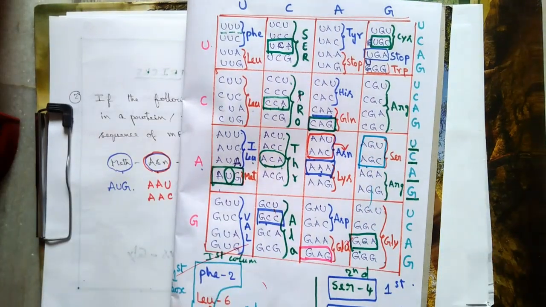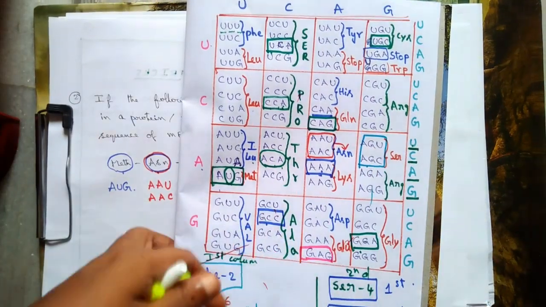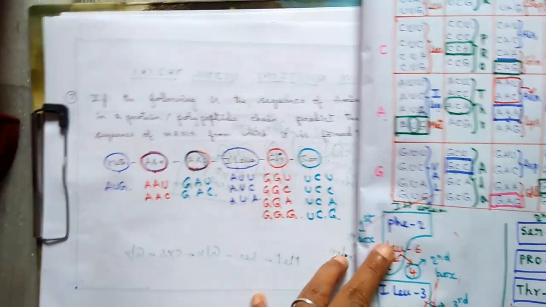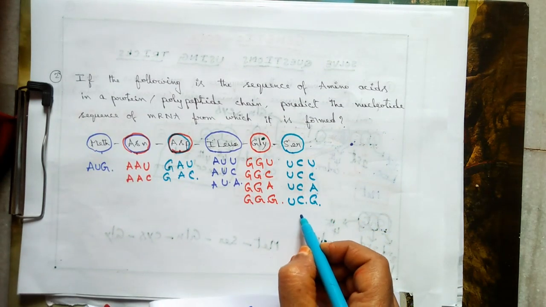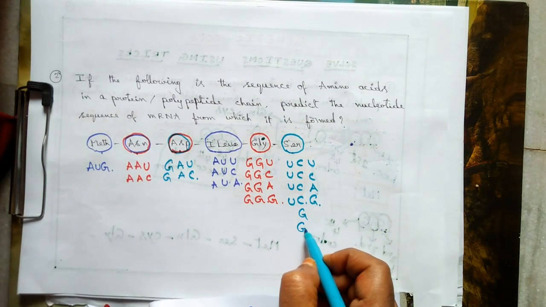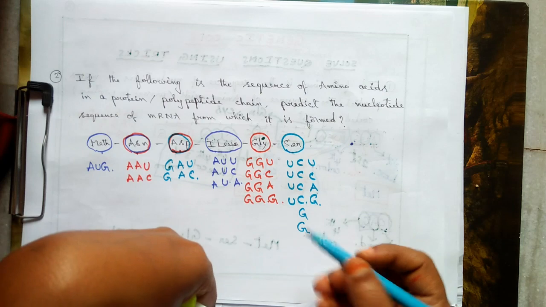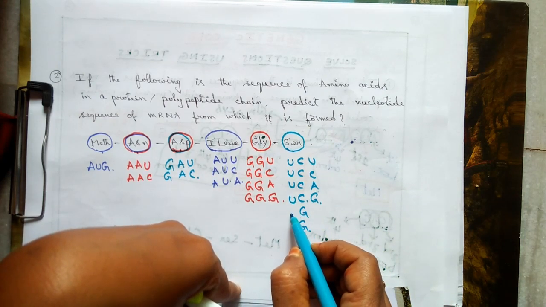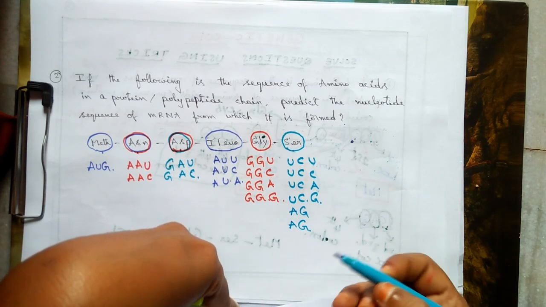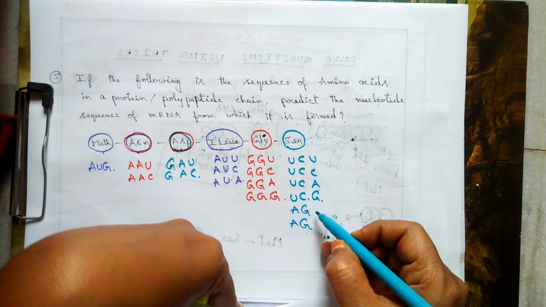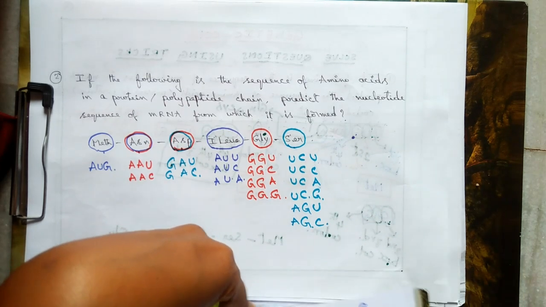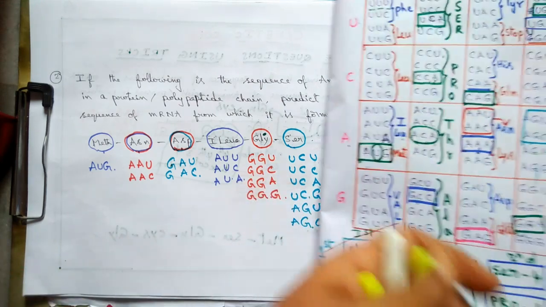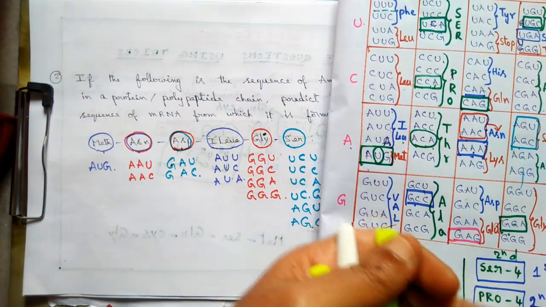Serine is also coded by 2 more codons, which are present in the third box of the fourth column. For the fourth column, what is the center base? G. For the third box, what is the first base? A. For the first 2 codons, the third base is U, C. Like this you have to translate amino acids into codons.